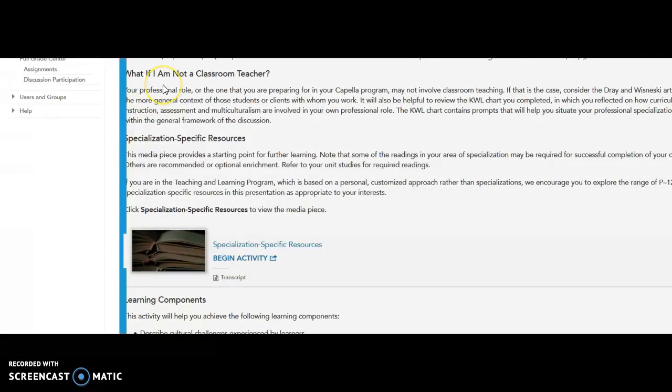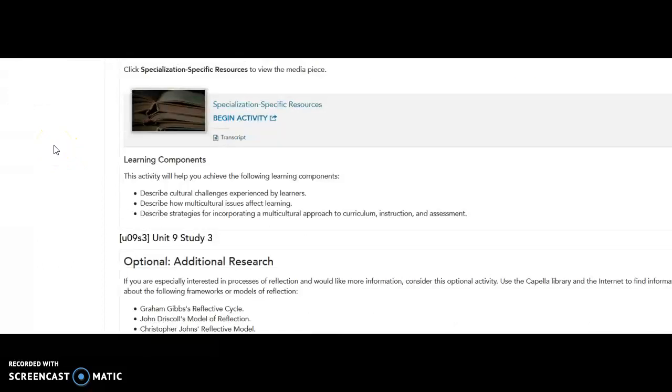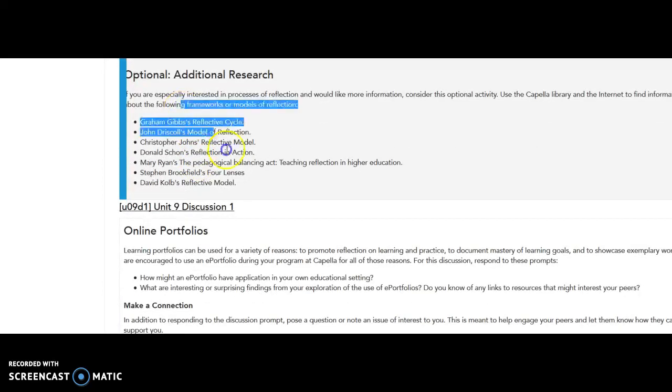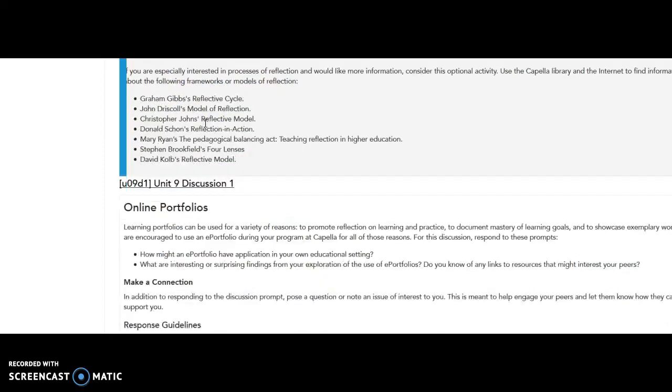Again, if you're not a classroom teacher, use specialization-specific resources, and you are going to describe cultural challenges and multicultural issues, and always how does it affect things if you incorporate multicultural perspectives into curriculum, instruction, and assessment? How is that going to help our students? Additional research for models is going to be very valuable.